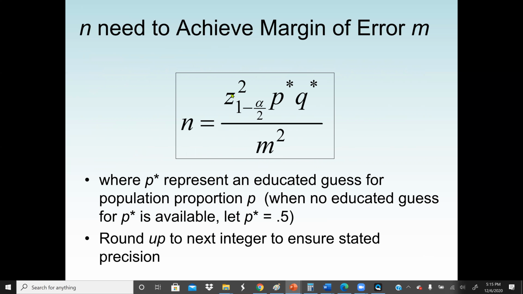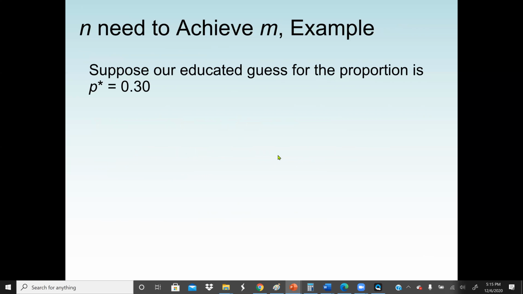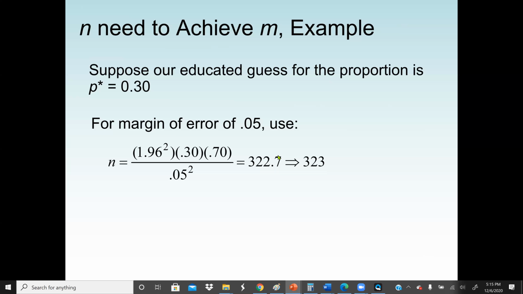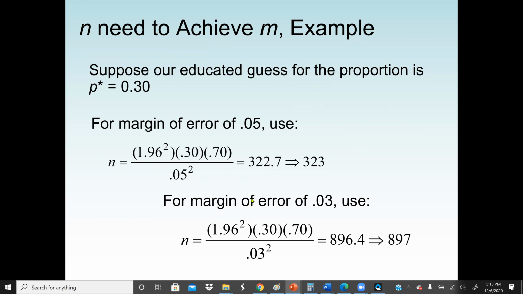So Z 1 minus alpha over 2, all squared, we get the value. If it's 0.05, we get 1.96 all squared. P is 0.3, so we get 0.3 times 0.7. Q will be 1 minus P, so 0.7. Divided by M squared, the margin of error. So we get our answer to be 322.7. And we know that this is a sample size. It cannot be a decimal. It has to be a whole number. So we round it up to 323.